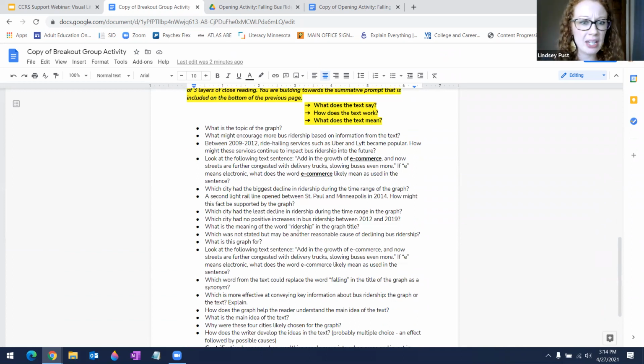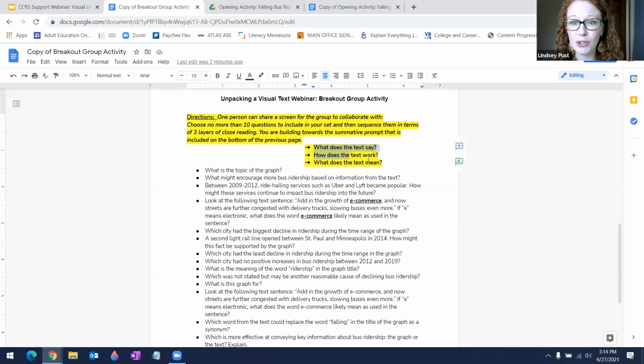They're just in bullet points, in no particular order. They're at all different levels: level 1, what does the text say? Level 2, how does the text work? Level 3, what does it mean? There are all different levels.